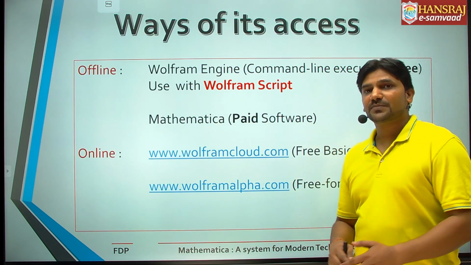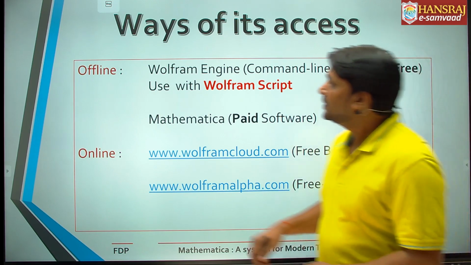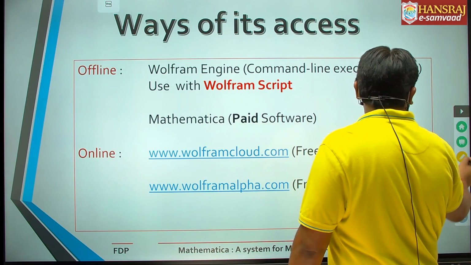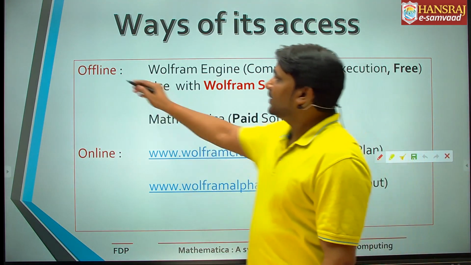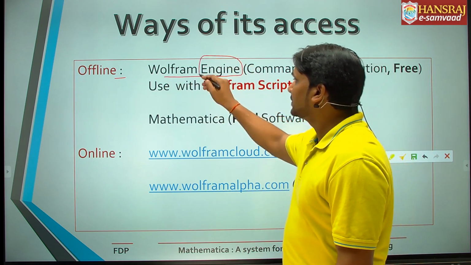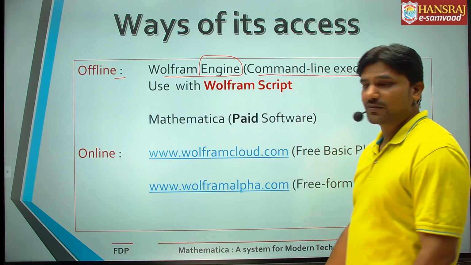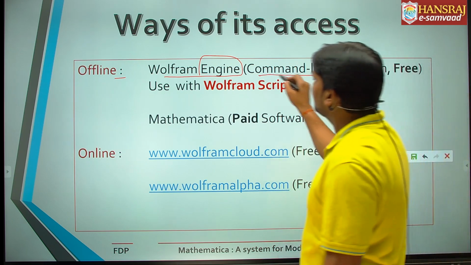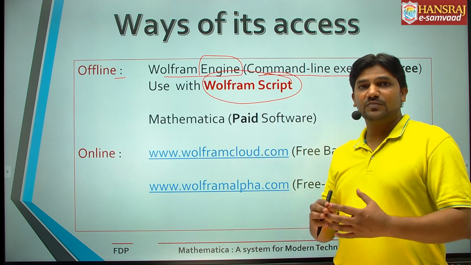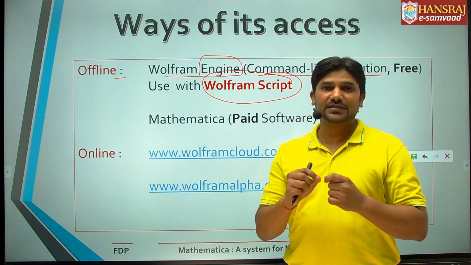There are many ways to access Wolfram Mathematica, and the first one is that you can use it in offline mode. In offline mode, you can first download the Wolfram engine, which is basically the command line execution format. You can use it with one editor, and the name is Wolfram script. Script provides you an editor environment, but that will be in the command line format.